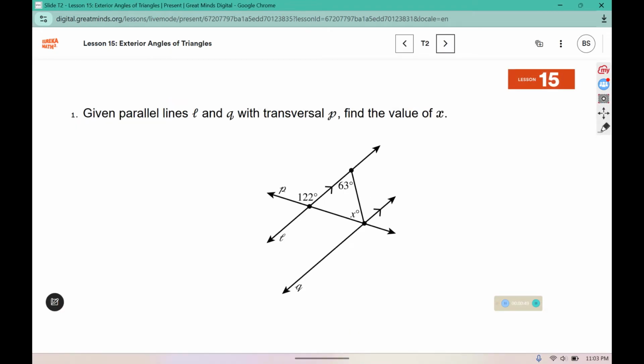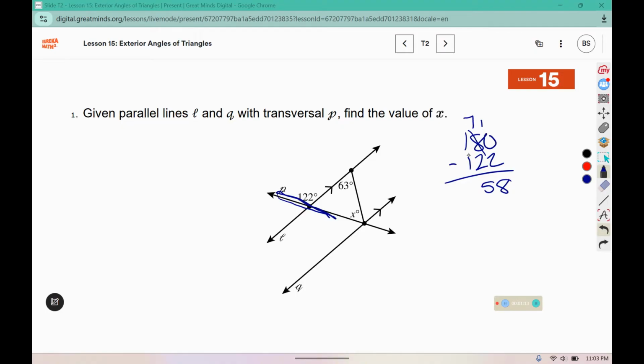Given parallel lines L and Q with transversal P, find the value of x. So we know they're parallel. I see that there's a straight line here. So 180 minus 122 would tell me what goes in this box. 10 minus 2 is 8. 7 minus 2 is 5. So this one should say 58.